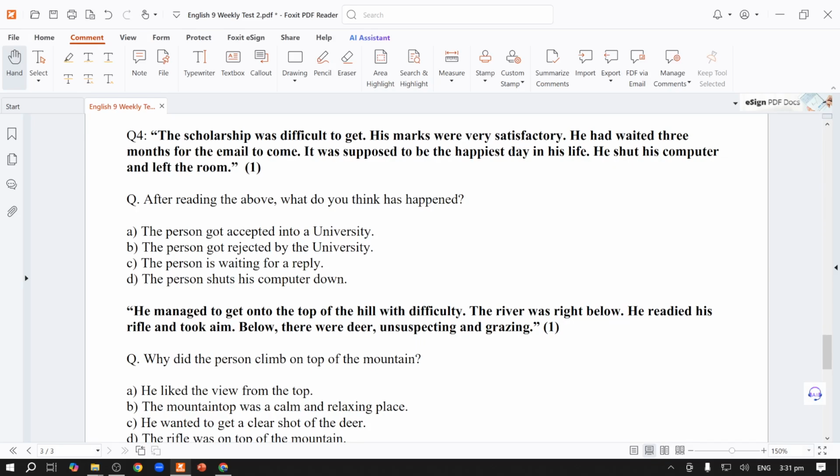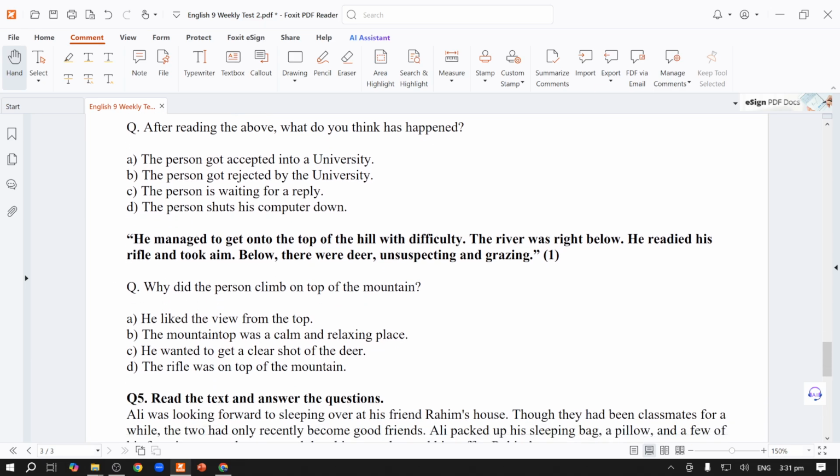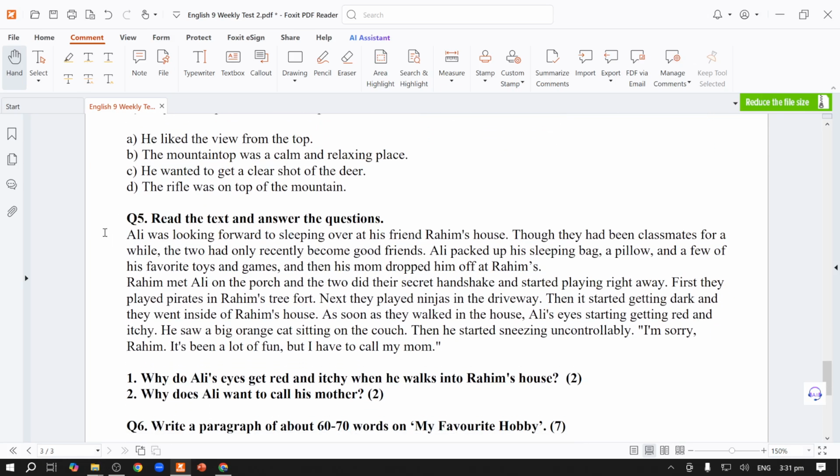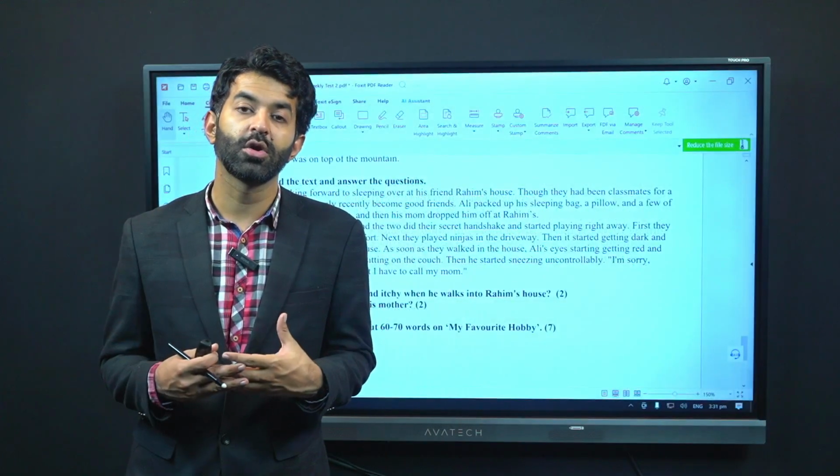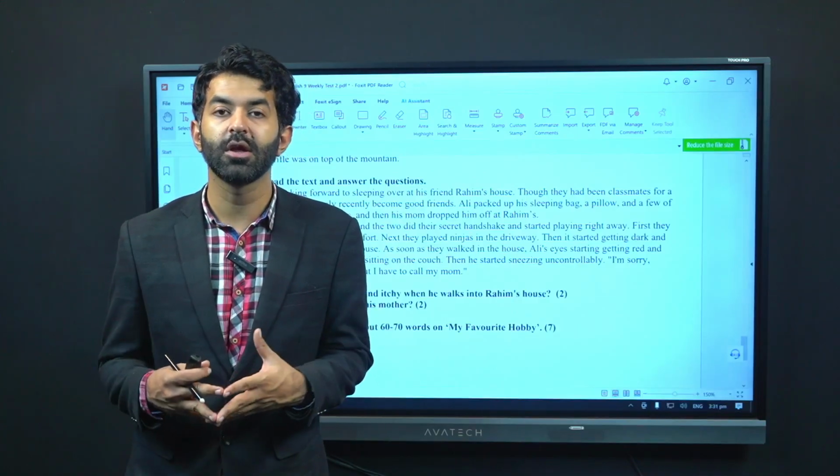Okay, now question number 4 is you have to read this highlighted passage of 3 or 4 sentences. Then you have to answer the multiple choice question. Same goes with this one. Then now you have to read this passage and answer these 2 questions. You have to use your inference and deduction skills in order to get the hidden meaning, or in order to understand the implied meaning of the text.